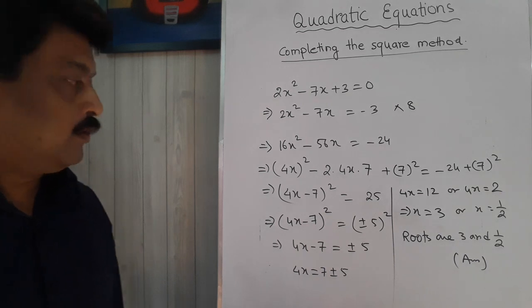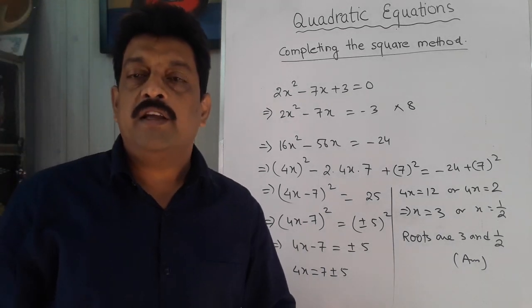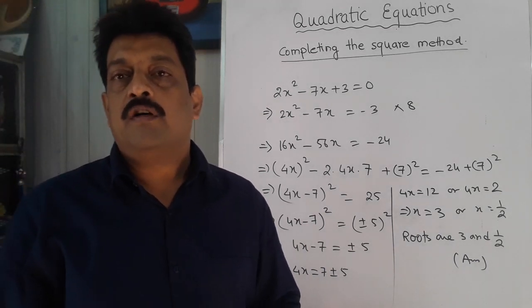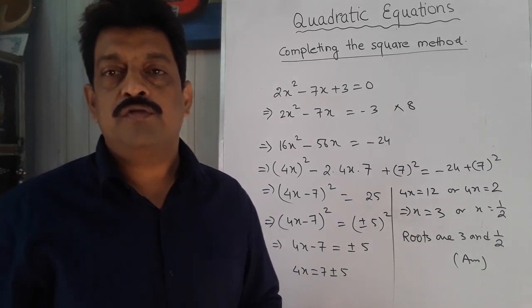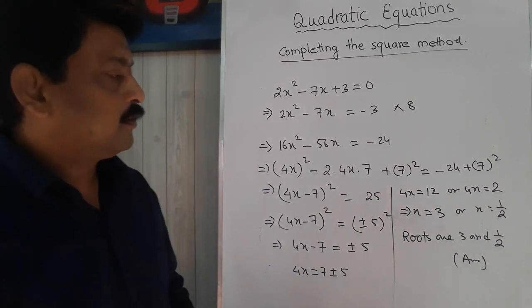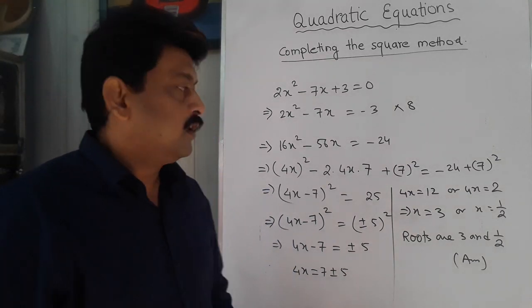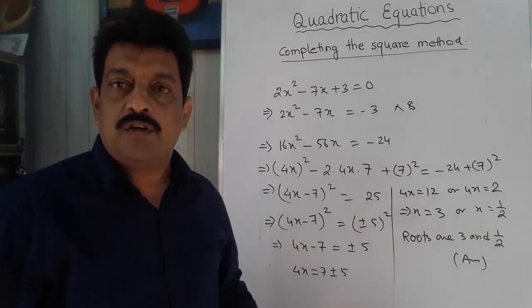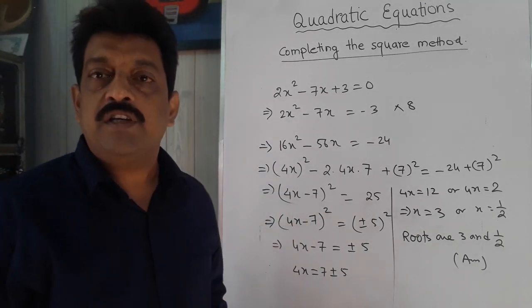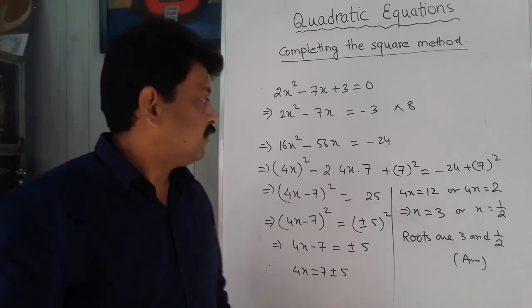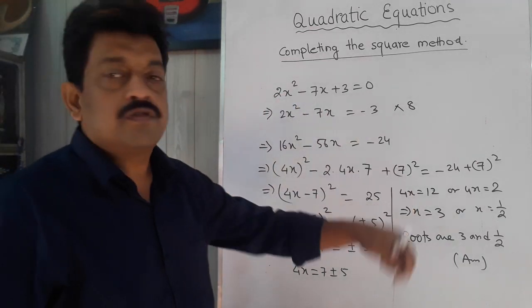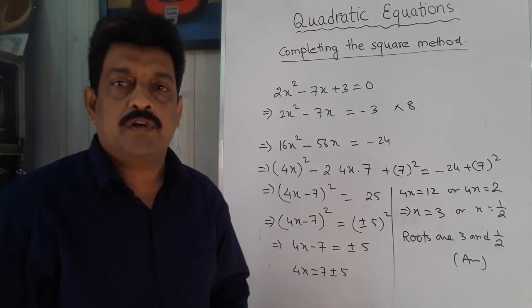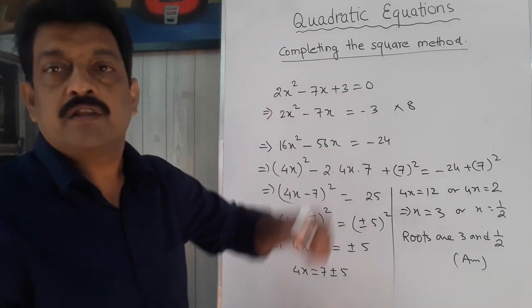Understood? So there is no binding that you have to use a bigger number or smaller number. You can choose any number, but that number should be such that your steps are reduced, your calculations become easier and simple. Then you can solve any problem related to this completing the square method.